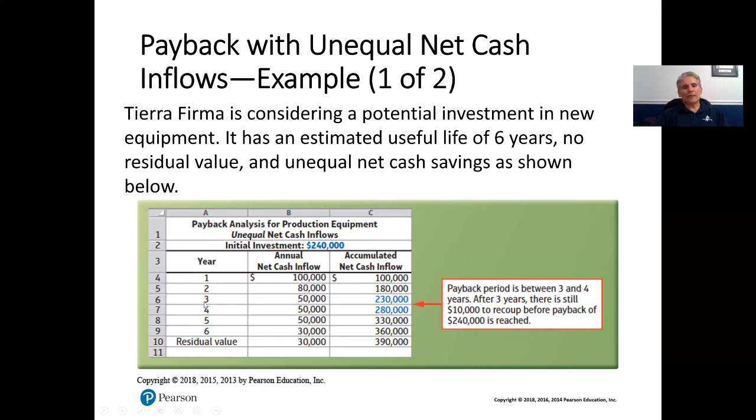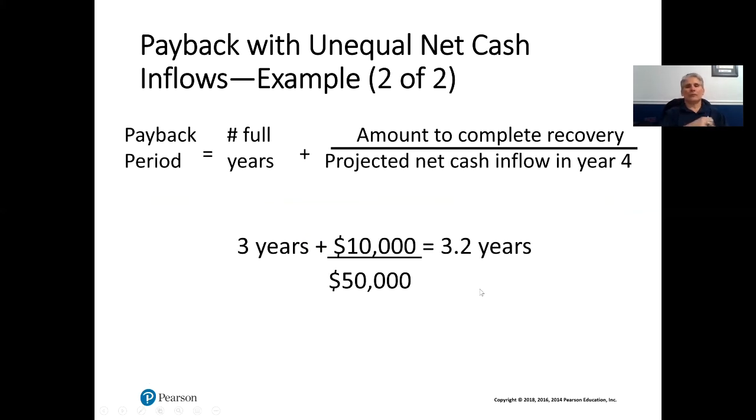So somewhere between the end of year 3 and the end of year 4, you actually received it. So the payback period is between 3 and 4. After 3 years, there is still 10,000 to recoup before the payback of the 240,000 is reached. So the question is are we done? It's not really a 3-year payback, but it's not really a 4-year payback. Okay, so how do we figure out what it really is?